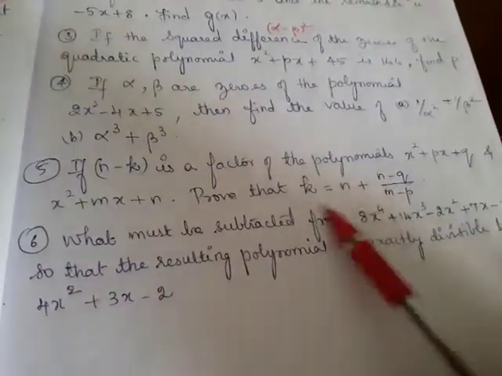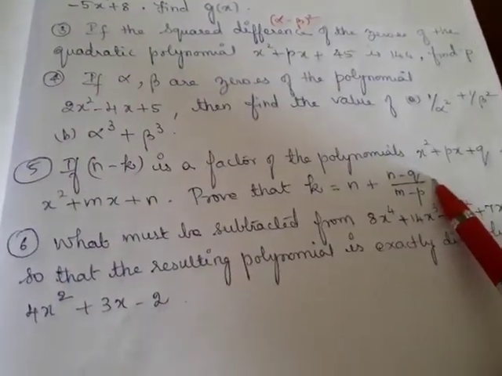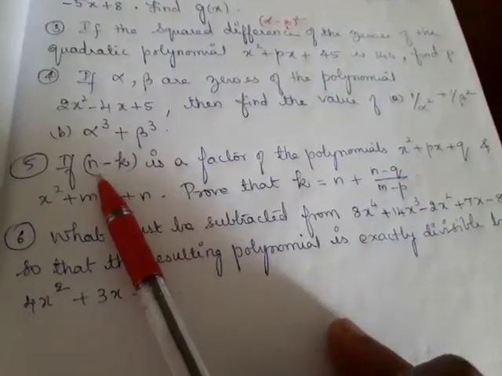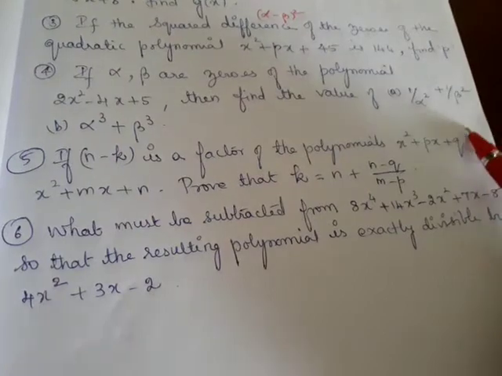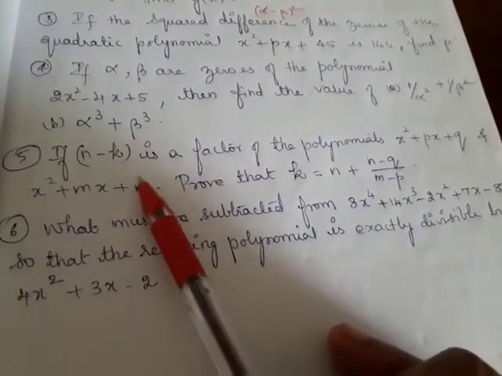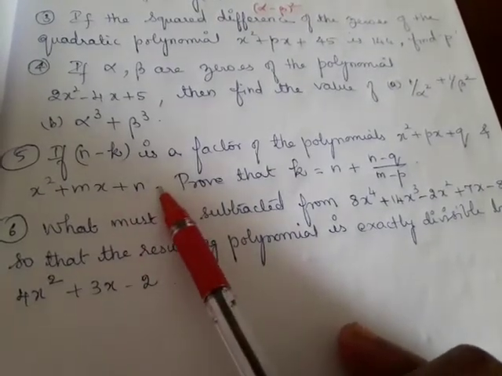They asked you to prove an expression. This is quite an interesting question. When they say it's a factor, what we know is that if you substitute the value in the polynomial, we will get the answer as 0. Similarly, they have given that this is a factor of this also. So substitute this value here also, you will get the answer as 0.